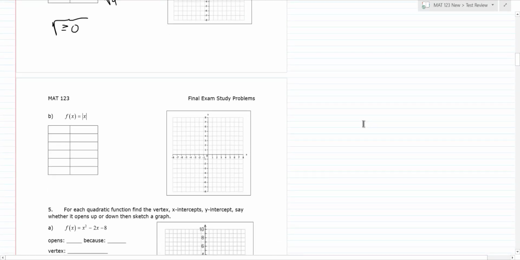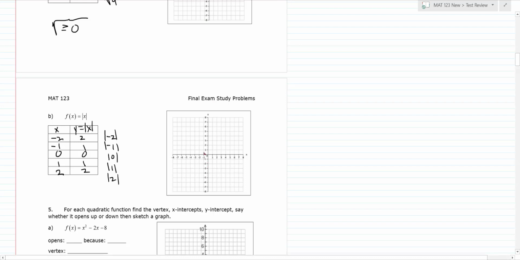Okay, here's another graph. Again, a table of values. I'm going to use negative 2, negative 1, 0, 1, and 2. And I'm just doing the absolute value. So the absolute value of negative 2 is 2. Absolute value of negative 1 is 1. Absolute value of 0 is 0. Absolute value of a positive remains positive. So you get those values.